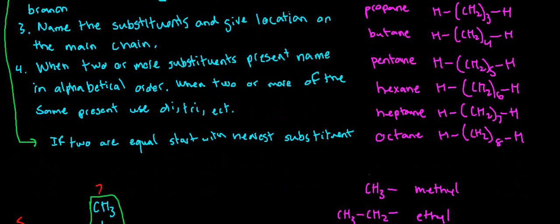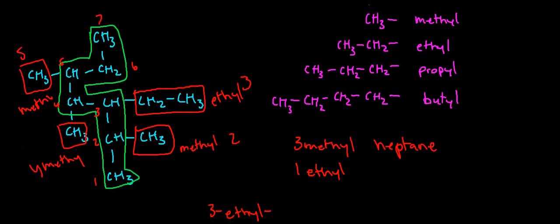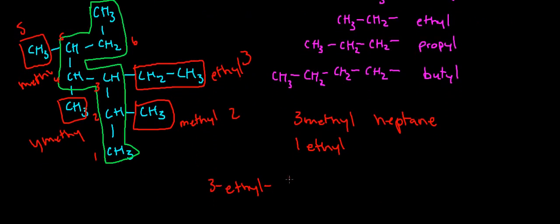Here it says use di, tri, etc. for however many there are. So there are 3 methyls, so I've got to name the locations of them. 2, 4, 5. Trimethyl. I should put a dash there. Trimethylheptane.